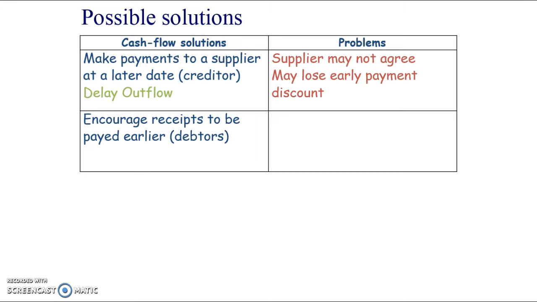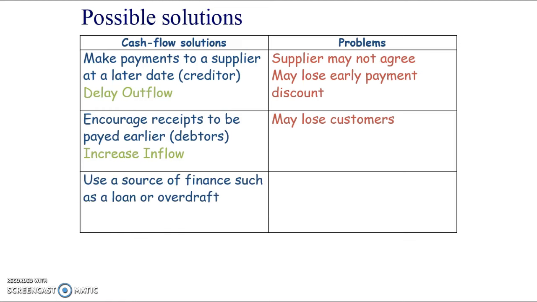Another possible solution would be to encourage receipts to be paid earlier. So encourage people that owe you money, customers that owe you money, called debtors, to pay you earlier. So that's increasing the inflow into your business. Problems with this? Customers might have chosen you because you do offer 30 days trade credit or 60 days trade credit. So you may lose customers in that way.